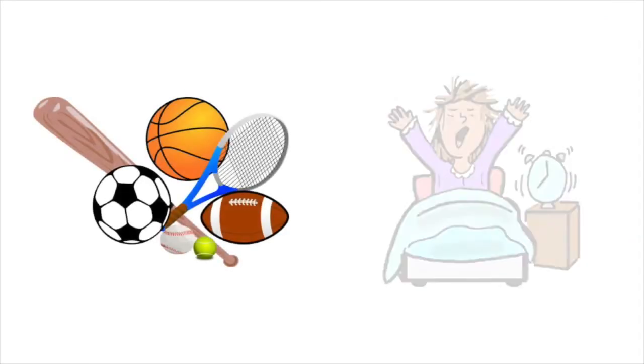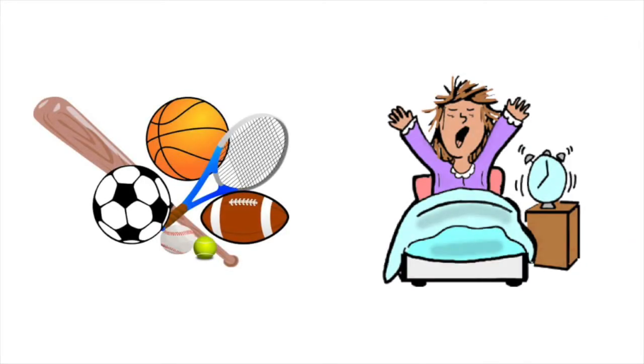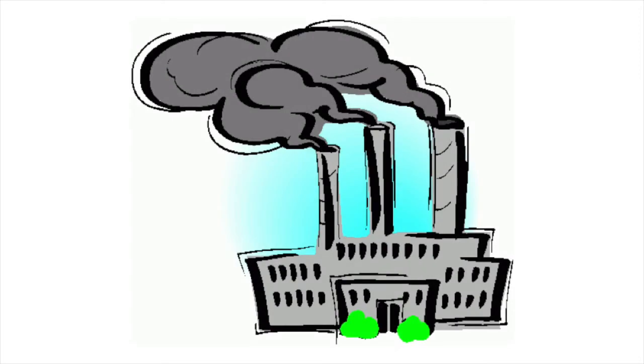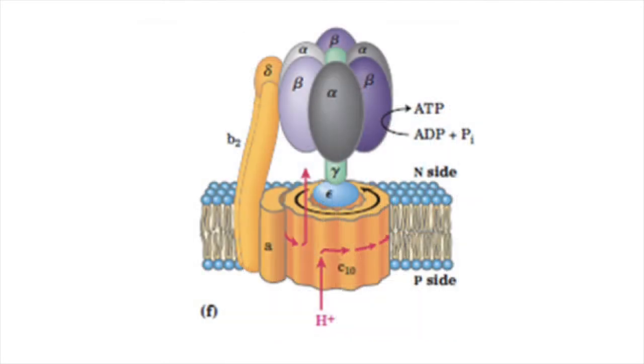Have you ever wondered where you get the energy to play your favorite sport, or do any of your daily activities for that matter? The answer? Food. But how do we get energy from food? A very complicated process that works a little bit like a factory. One of the most important machines in the factory of our bodies is called ATP synthase.